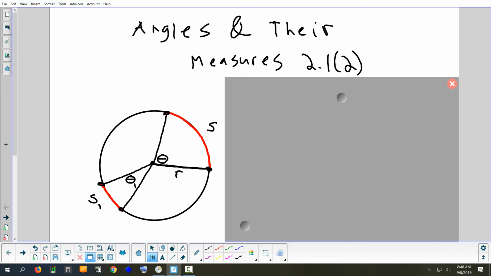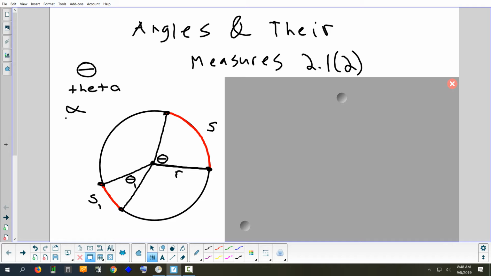I could label all these black lines as R, but they're all radii. They're drawn from the center to the edge of the circle. The symbol that you see that looks like this, that's the Greek letter theta. Usually in trig, when we have an angle that we don't know, kind of like in algebra, when you have a variable you don't know, you use x a lot. X and y are used a lot. Well, in trig, when we don't know an angle, they usually use a Greek letter. Right?